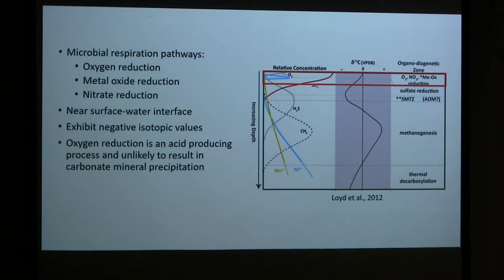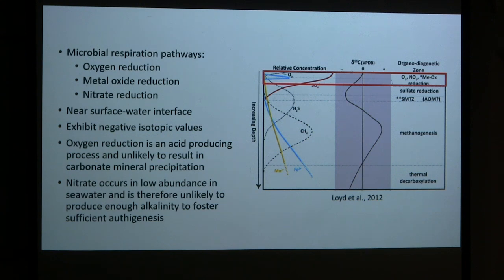Oxygen reduction produces acid, so this is unlikely to promote carbonate mineral precipitation, as of course carbonate minerals need to be precipitated in an alkaline environment. Acid would just dissolve them. Nitrate occurs in too low of an abundance, and that's unlikely to have any effect on authigenesis.